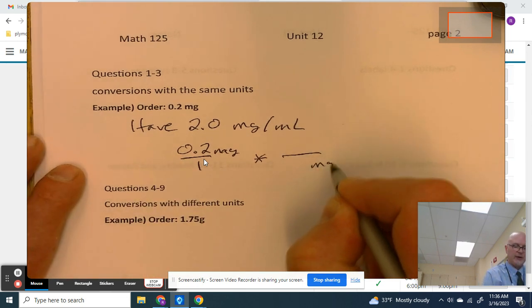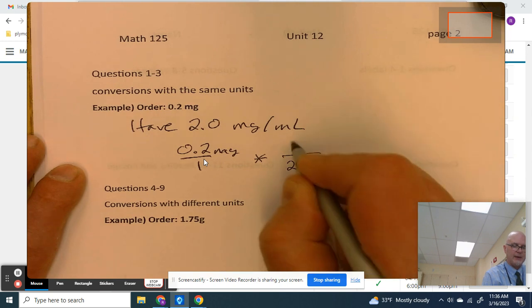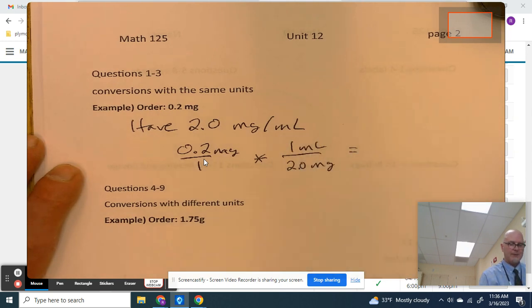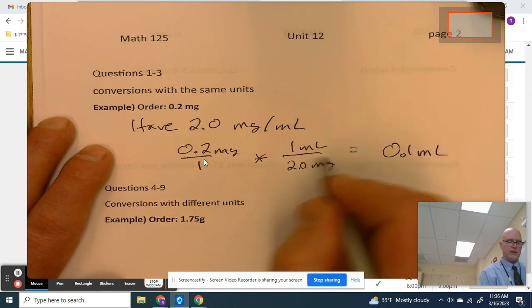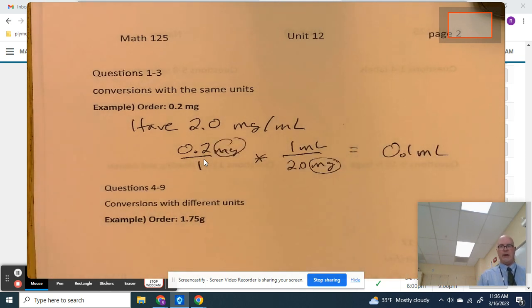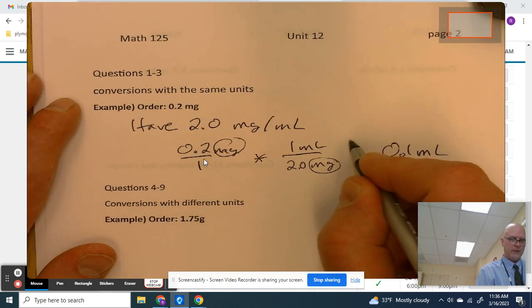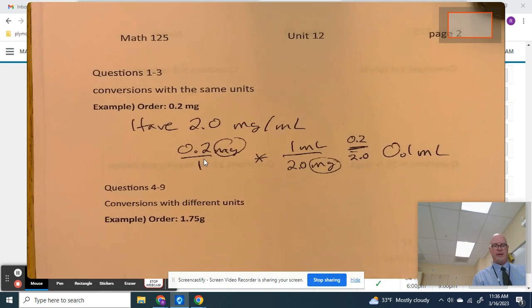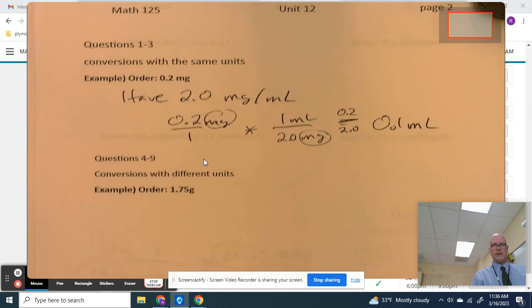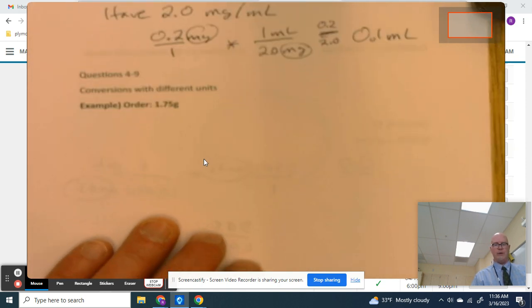In order to make this next fraction right, we need our 2 on the bottom and our 1 ml on the top, and that comes out to be 0.1 milliliter, because the milligrams cancel out, and I just do top times top and bottom times bottom, otherwise known as 0.2 divided by 2.0, and then that turns out to be that. So that's another set of work for you to look at.